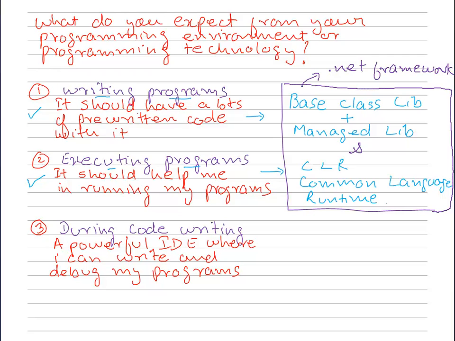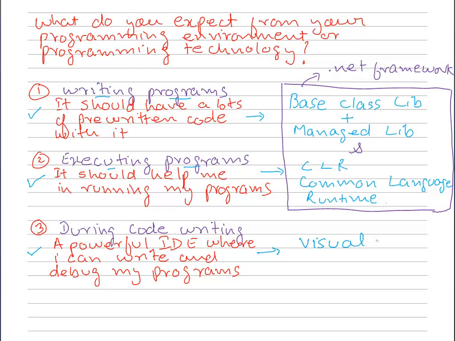So when you start using .NET, you have lots and lots of help for writing your code, and lots of help when you are executing your code. Now the third point is that you would expect your programming technology to help you during the code writing process. So you would expect to get a very powerful IDE, where you can write your code and debug your code.